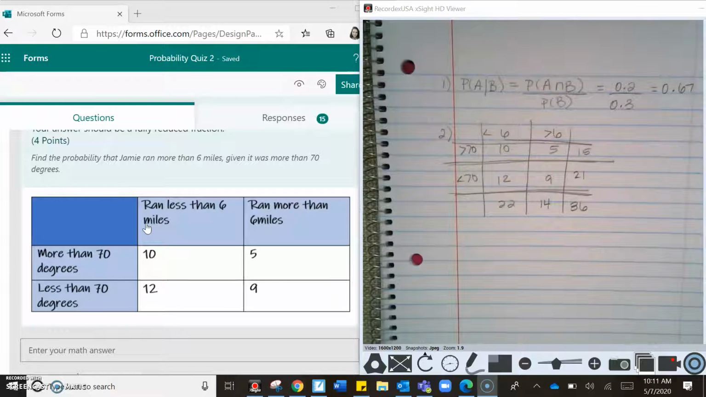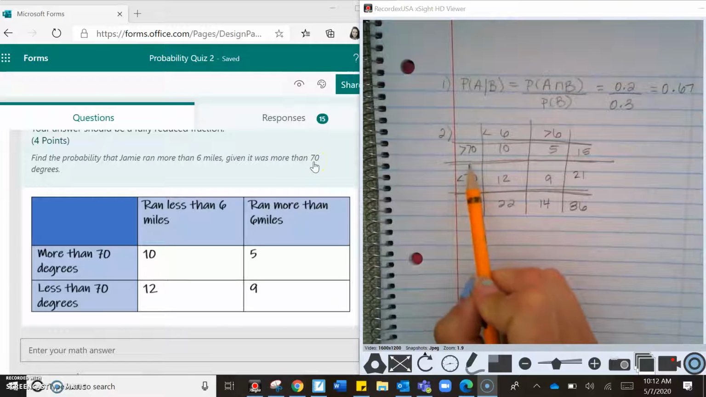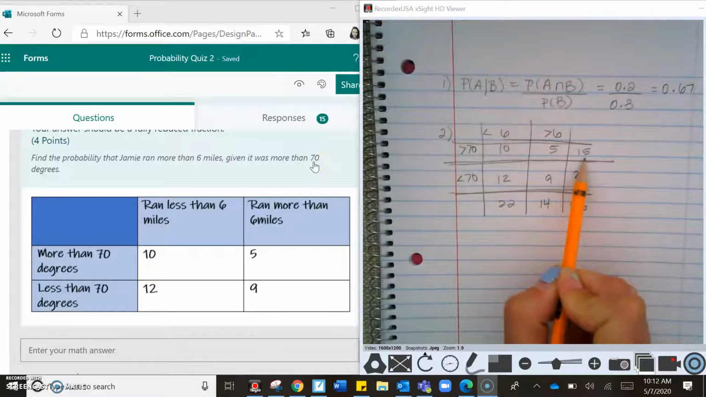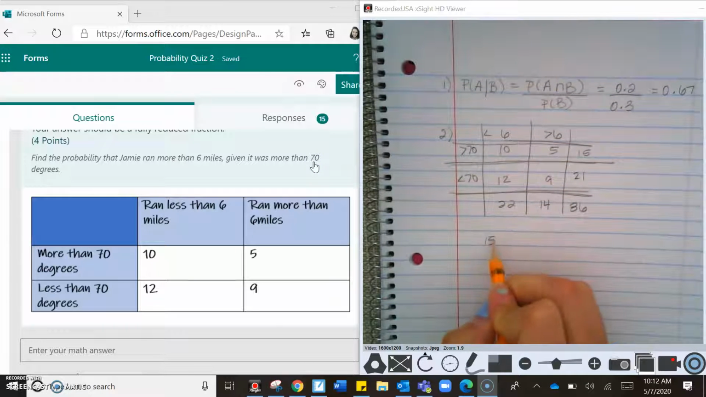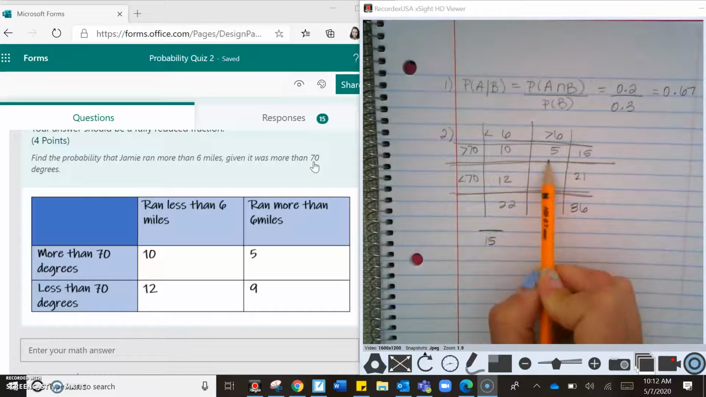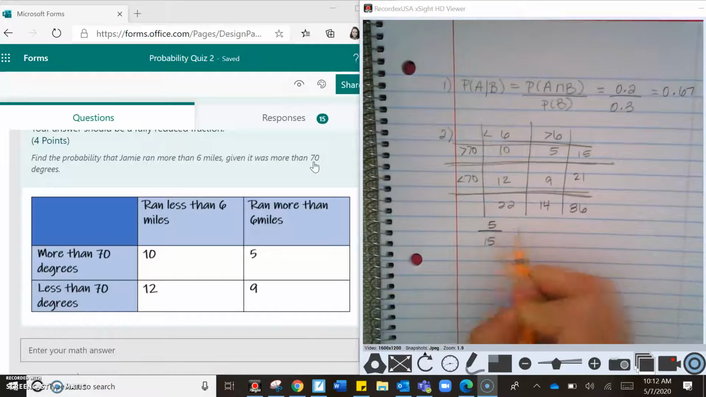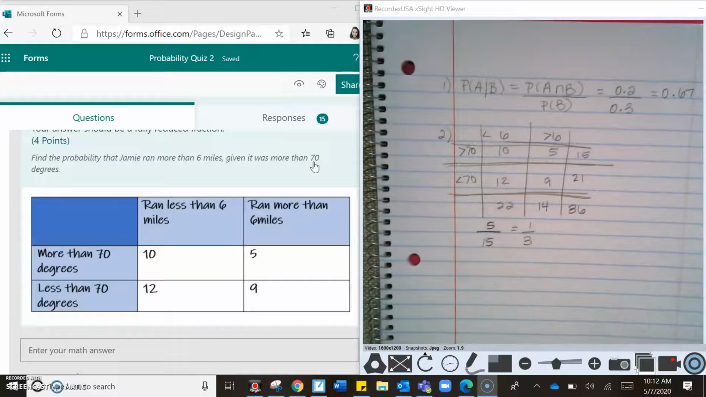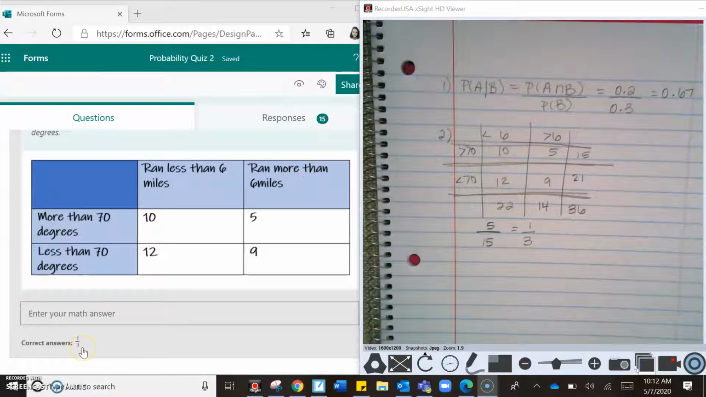All right, so question number 2 says, find the probability that Jamie ran more than 6 miles given it was more than 70 degrees. So this given statement here, given it was more than 70 degrees, I'm going here, more than 70. So 15. Out of those 15, how many run more than 6 miles? 5. And again, probabilities should be fully reduced fractions, 1/3.